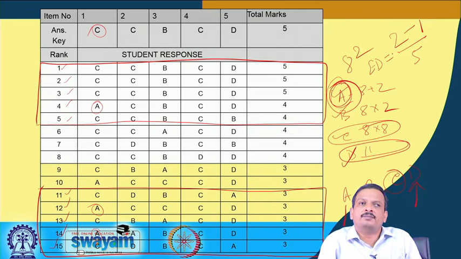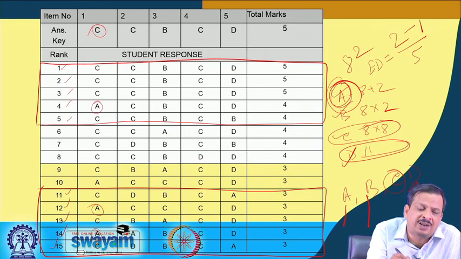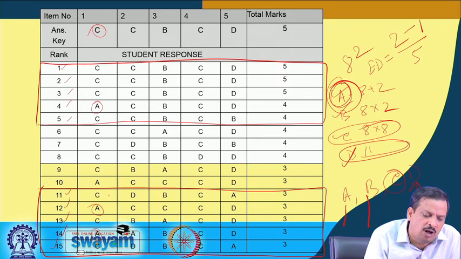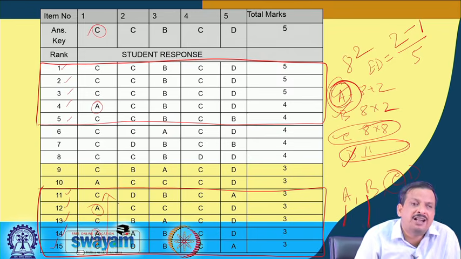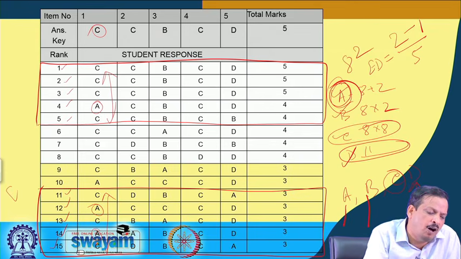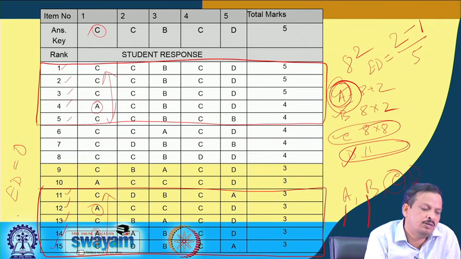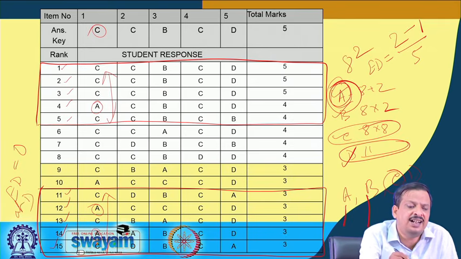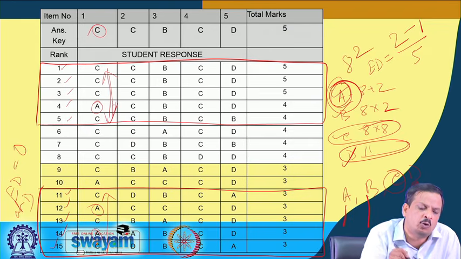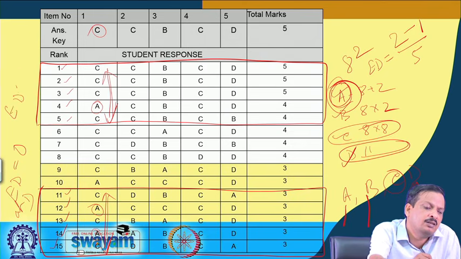Have you understood? Now, if I told you to find out the effectiveness of distractor D, none of the students in the lower group chose D. None of the students in the upper group chose D. So, ED of distractor D is equal to 0. Similarly, ED of distractor B in this test item: nobody from the upper group chose B, nobody from the lower group chose B. So, ED is 0.